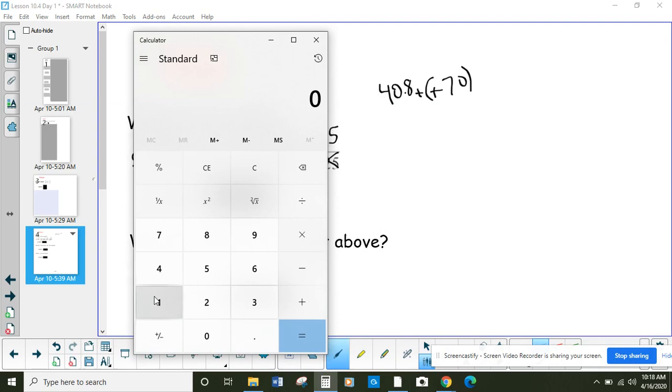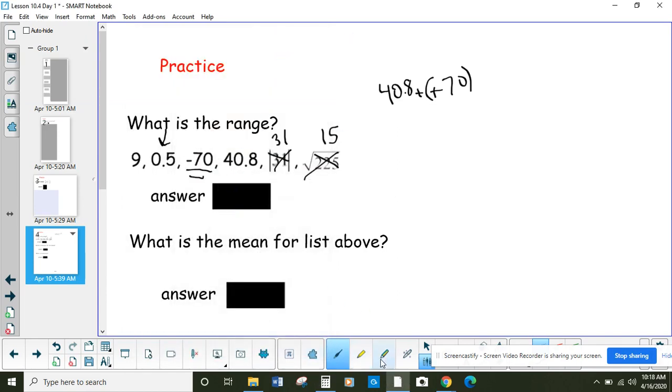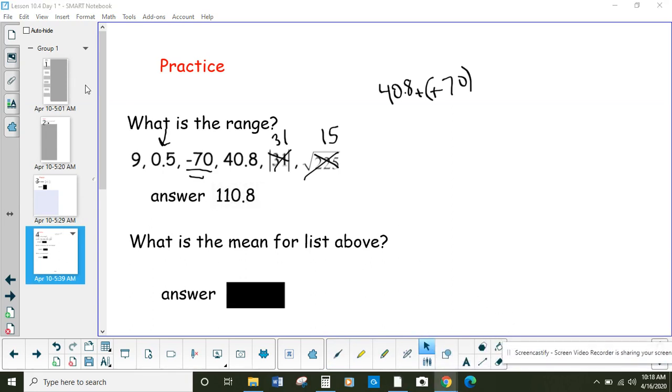So I could take these two and simply just go 40 and 8 tenths. Or you can line your decimals up. You don't need a calculator for this to get your answer. So the range is 110 and 8 tenths. How about the mean?